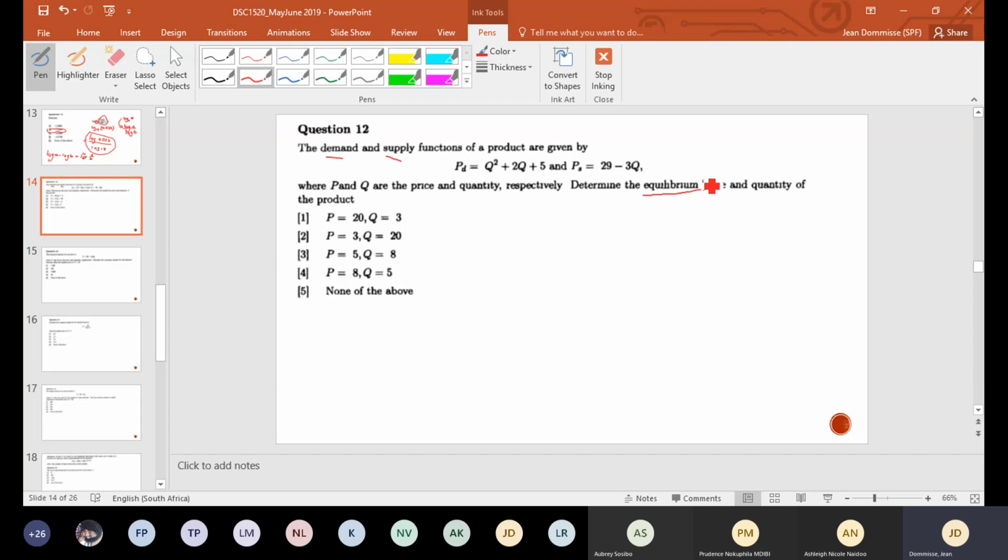So when we need to do equilibrium, remember that is where the demand will be equal to the supply. It doesn't matter what type of formula you have. We are busy with the May-June 2019 paper. So it doesn't matter what formula you have, you just need to say every time it's the one equal to the other one. So let's do that.